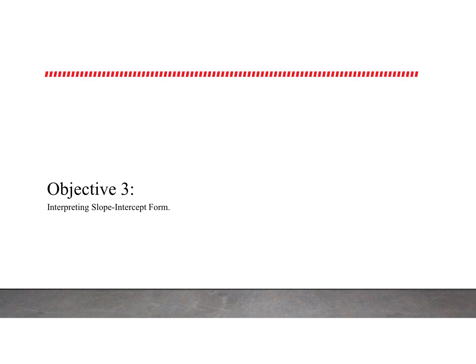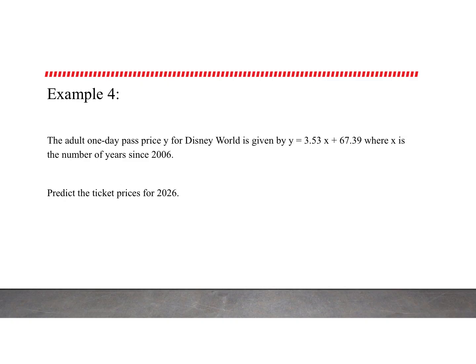Objective 3, interpreting our slope-intercept form. So this is where those word problems are going to pop up for you, just to make sure that we can see what's happening within different scenarios. So this example 4 says the adult one-day pass price, y, for Disney World is given by the equation y equals 3.53x plus 67.39, where x is the number of years since 2006. Predict the ticket prices for 2026.